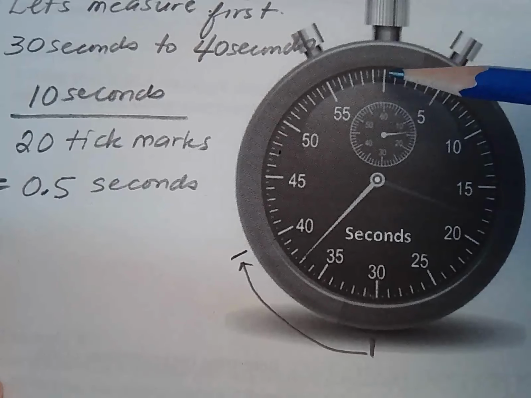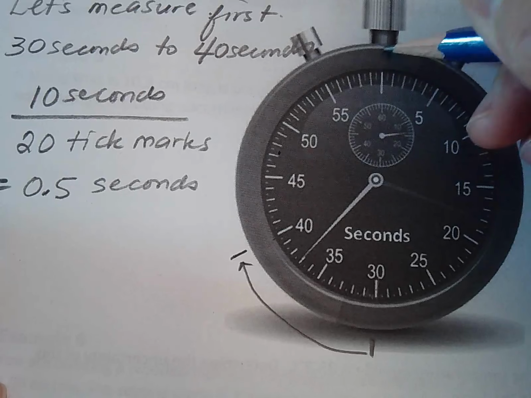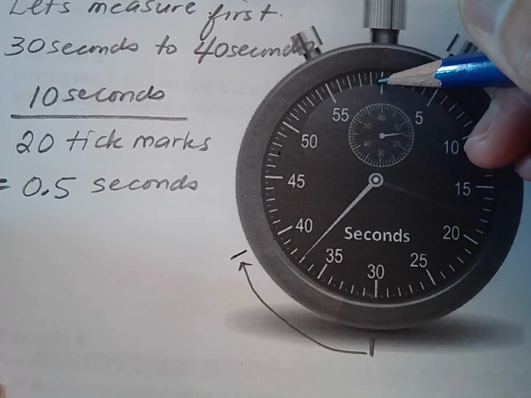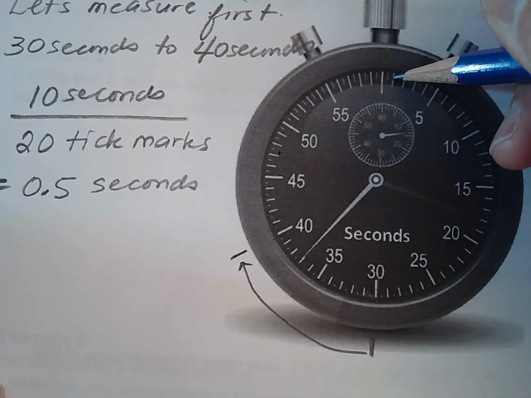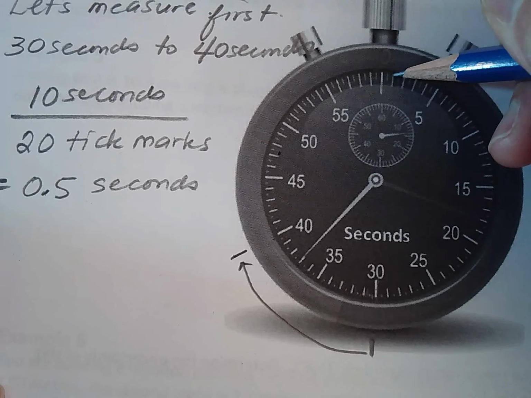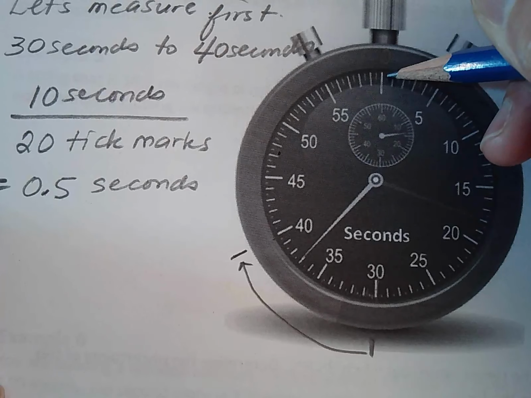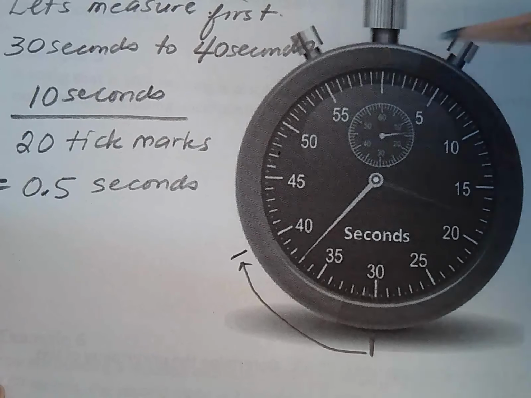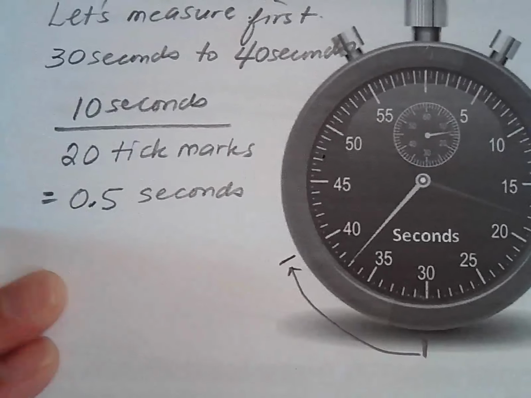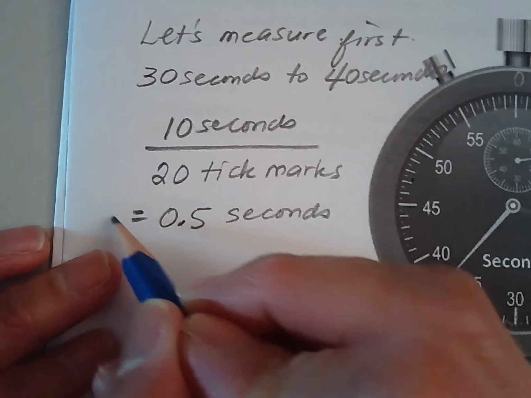So if you take a look at this one, this is our 0. This is 1 second, but that's not the finest one. It's actually 0.5 seconds. It's the finest. Okay, so that's our precision. So I'm going to put P for precision.